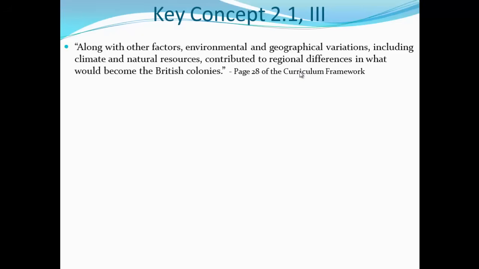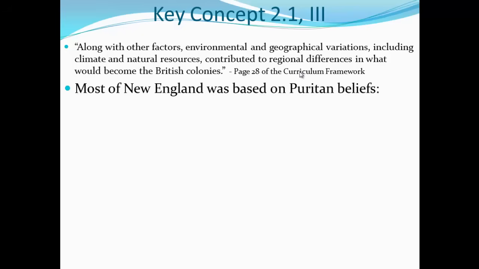All right, we'll finish up with Key Concept 2.1, Roman numeral 3. Along with other factors, environmental and geographical variations, including climate and natural resources, contributed to regional differences in what would become the British colonies. Most of New England was based on Puritan beliefs, and these were individuals that wanted to purify the Anglican Church or the Church of England. They did not want to separate from it. They simply wanted to purify it of Catholic rituals.